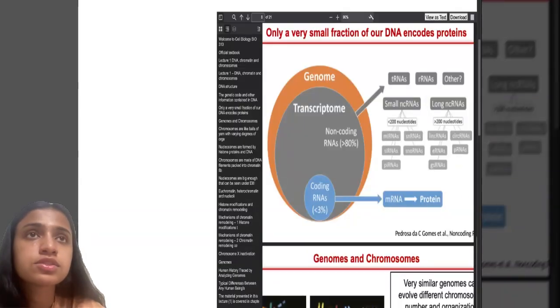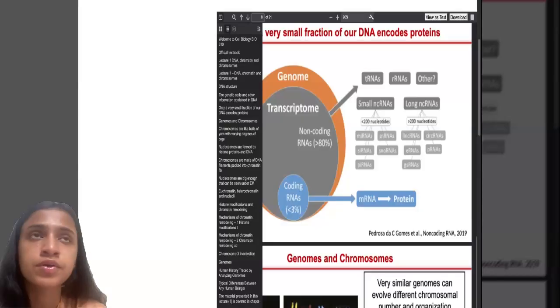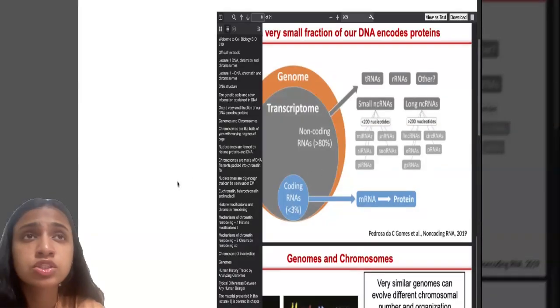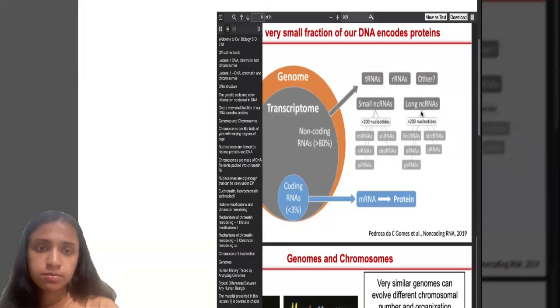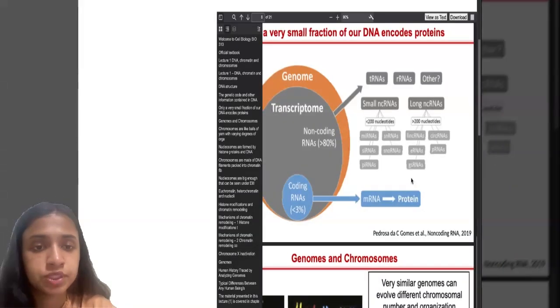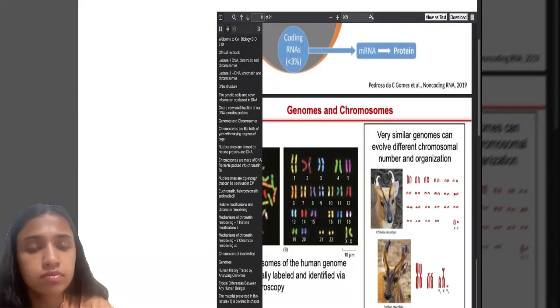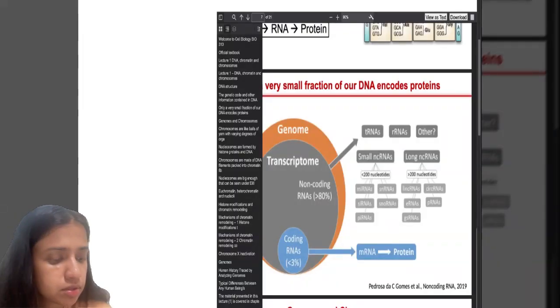Some include those of less than 200 nucleotides, like small snRNAs and snoRNAs. And then if you look at the greater than 200 mark, you have long ncRNAs, my bad, which include lncRNAs, eRNAs, and pRNAs, etc. So this is something I want to ask if we have to remember, right?